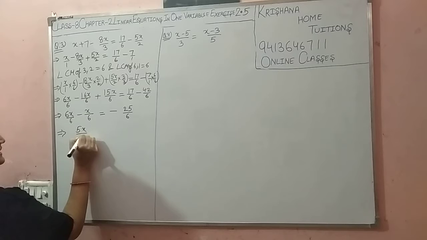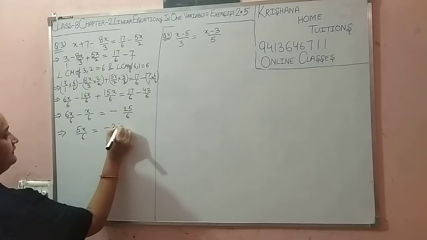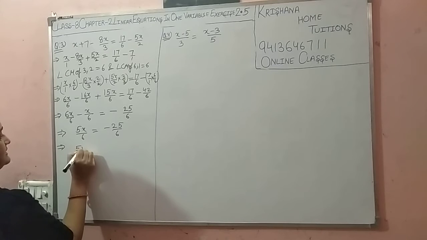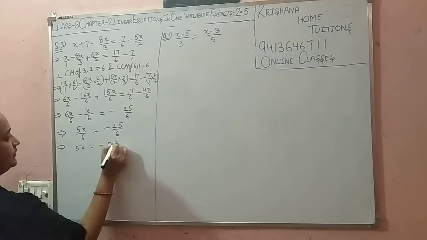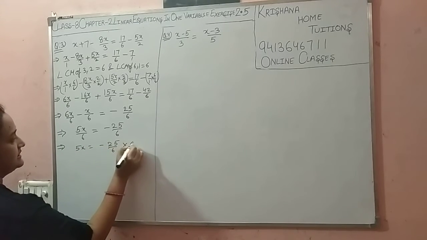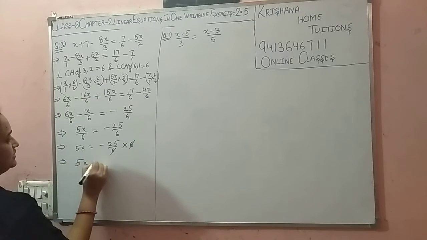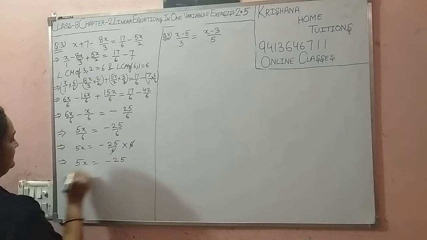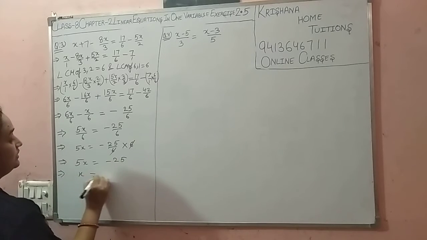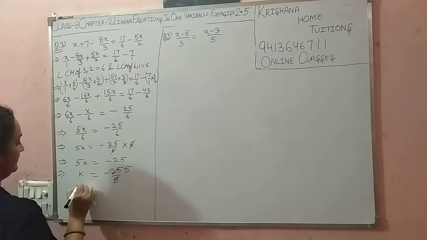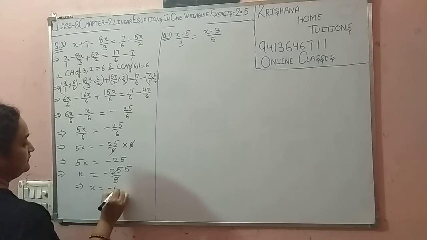5x upon 6 is equals to minus 25 upon 6. 5x is equals to minus 25 upon 6 multiplied by 6. This 6 cancels with 6. 5x is equals to minus 25 and x is equals to minus 25 upon 5, that is, again x is equals to minus 5.